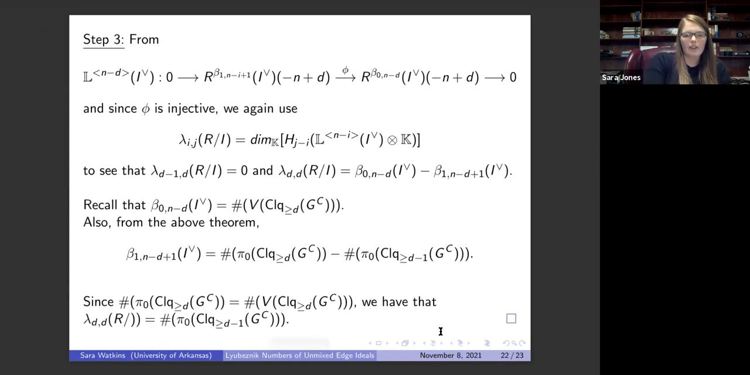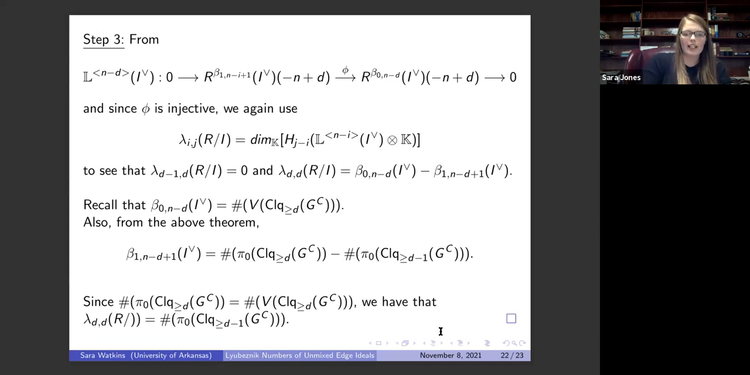And putting them together, things are going to cancel out nicely, noticing that the d clique graph, if you look at the 0, n minus d Betti number, it's given by the number of vertices in the d clique graph. Well, the d clique graph is where you're looking at intersections of size d, but since the dimension is d, there can be no intersections of size d there. And so you actually get that that clique graph is just isolated points. And so the number of vertices is actually equal to the number of connected components.